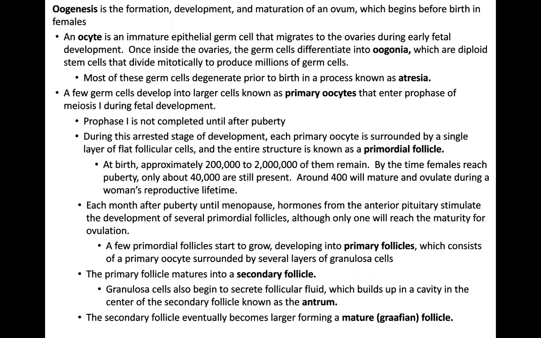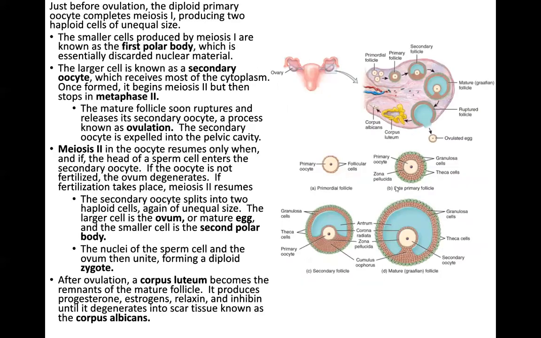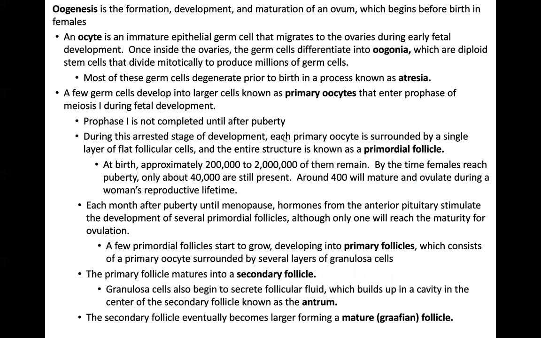During this time, each primary oocyte is surrounded by just a single layer of flat follicular cells, and that structure is known as a primordial follicle, which we can see here in both pictures on the next page. At birth, approximately 200,000 to 2 million of those remain. But by the time that female reaches puberty, only about 40,000 are still present, and around 400 of those mature and ovulate during a woman's reproductive lifetime.